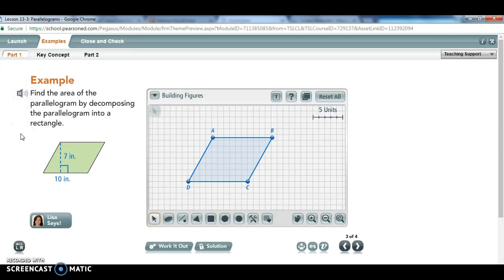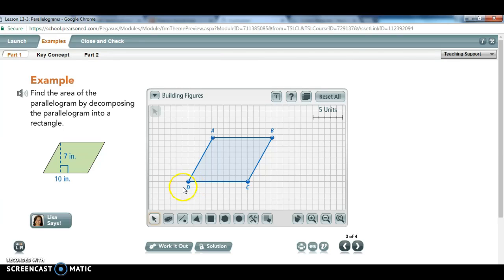Find the area of the parallelogram by decomposing the parallelogram into a rectangle. So this is a parallelogram. The base is 10, the height is 7. It's very important to make sure your height goes straight up, perpendicular to your base, and that you don't think that this diagonal line is the height.